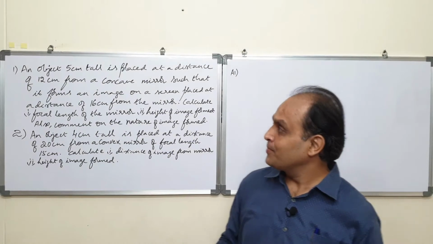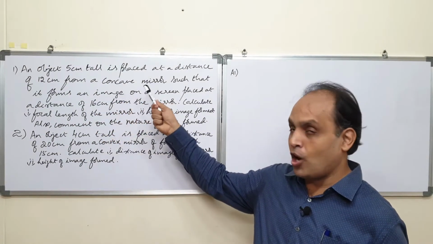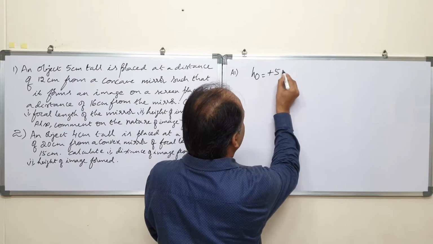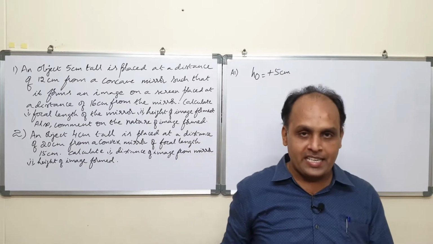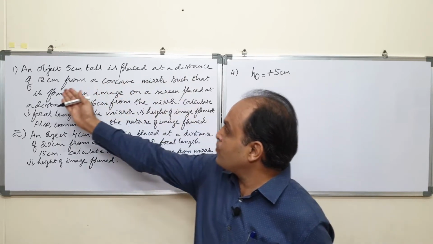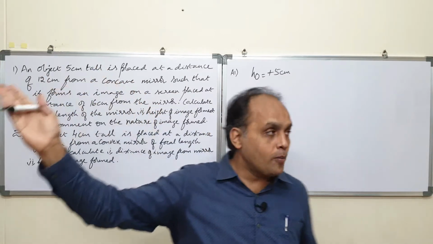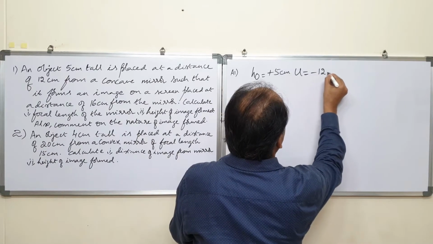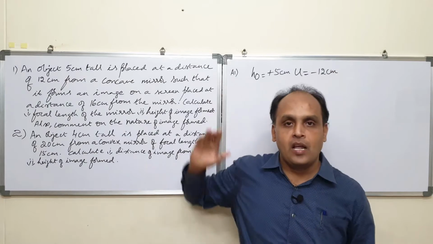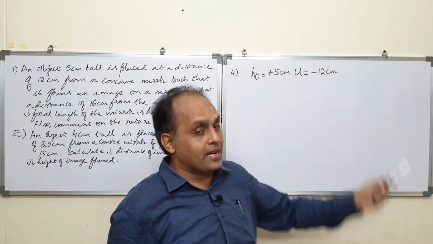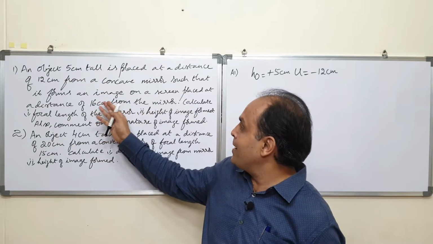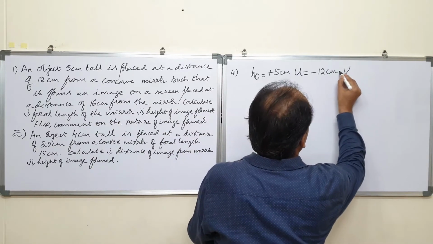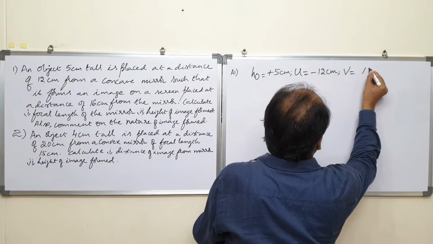Alright, now let us read the question. An object 5 centimeter tall. So 5 centimeters tall is nothing but height of the object, and height of the object is always taken as positive. We have already discussed that. And then is placed at a distance of 12 centimeters from a concave mirror. Object distance is always negative because object is placed on the left. So u is equal to minus 12 centimeters, and such that it forms an image on a screen placed at a distance of 16 centimeters. So image is formed at a distance of 16 centimeters.